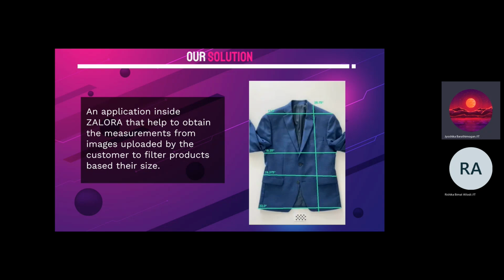So, our solution is an application feature in Zalora that obtains measurements for apparel and shoes based on the photos uploaded by customers. Hence, customers are able to filter the product based on their measurements to prevent purchasing the wrong size. The image shows how the program will work to get the measurements from the photos.